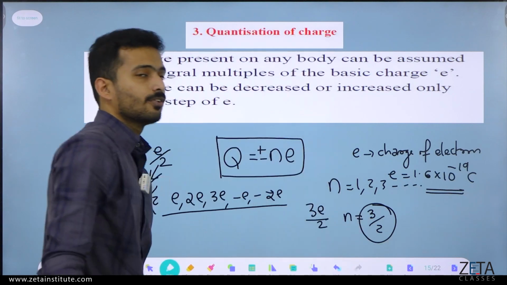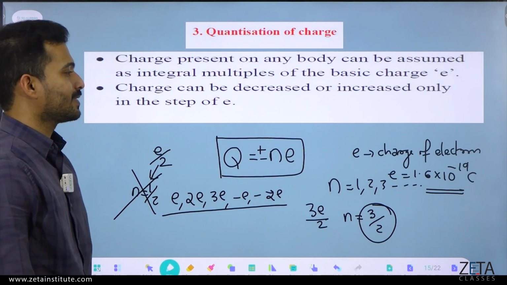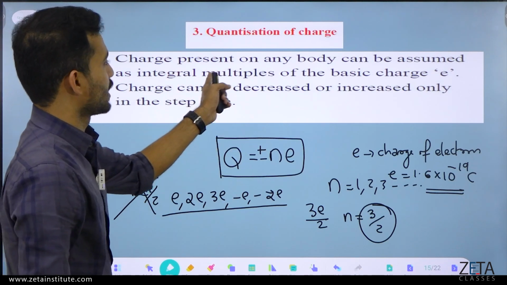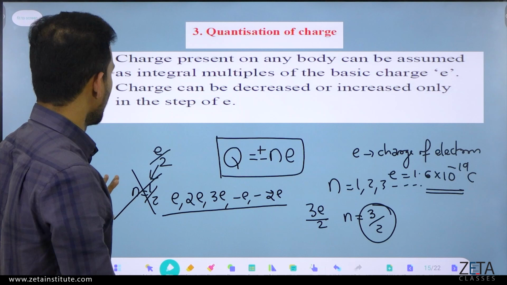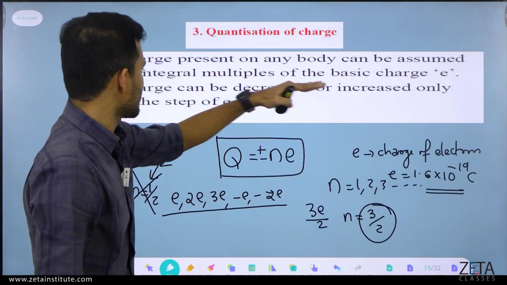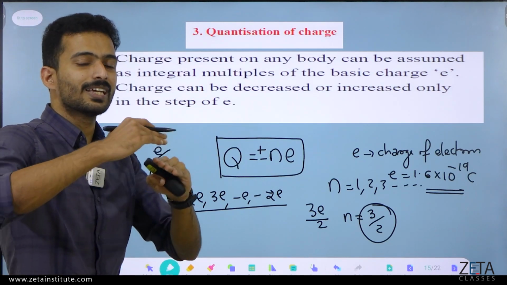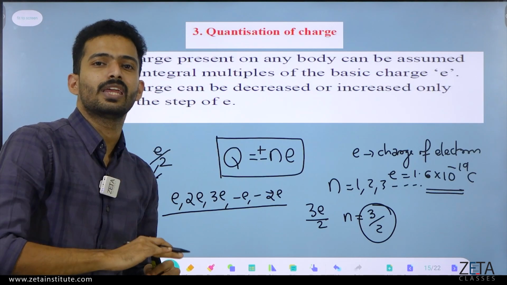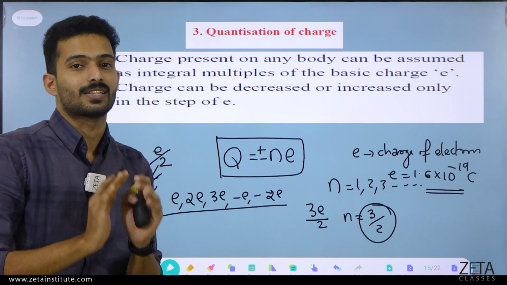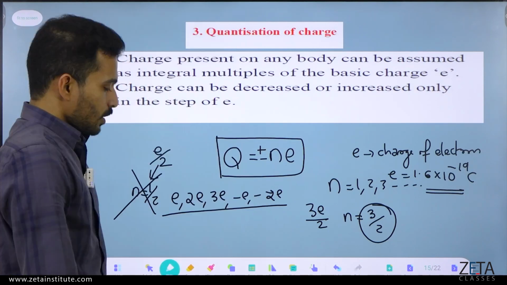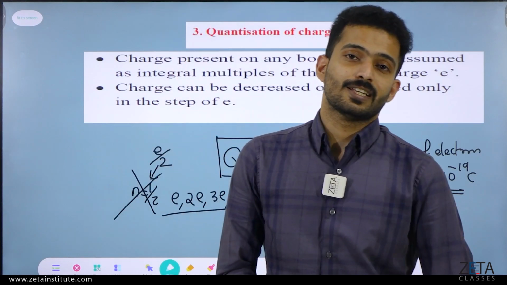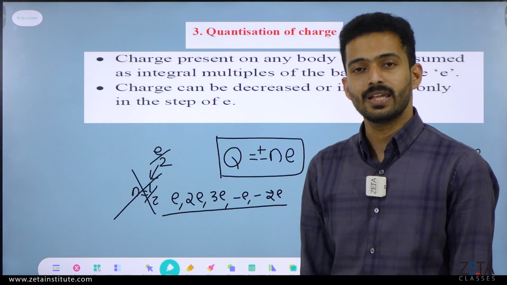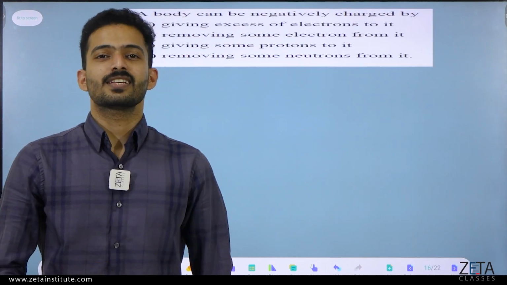The value of e is equal to 1.6 into 10 raised to minus 19 coulomb. Then charge can be decreased or increased only in steps of e. That means increased by e, 2e, 3e, 4e, etc., or decreased by e, 2e, 3e, 4e, etc. So it always exists as integral multiples of e. These are the three properties of electric charge: one is the additive property, second is that charge is conserved, and third is quantization of charge. Let us discuss some questions from this part.